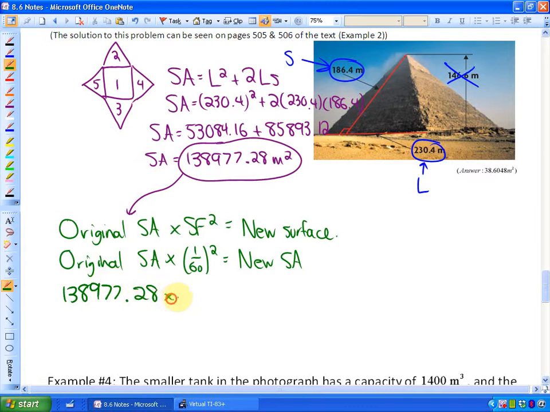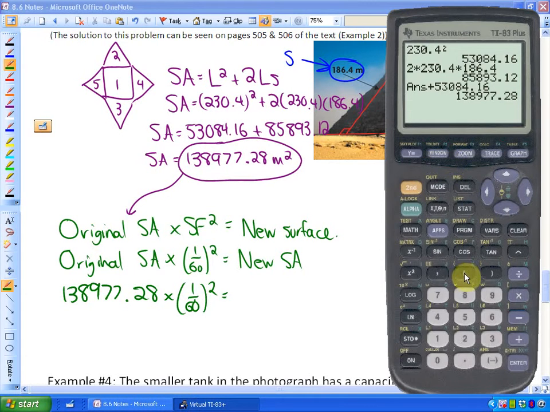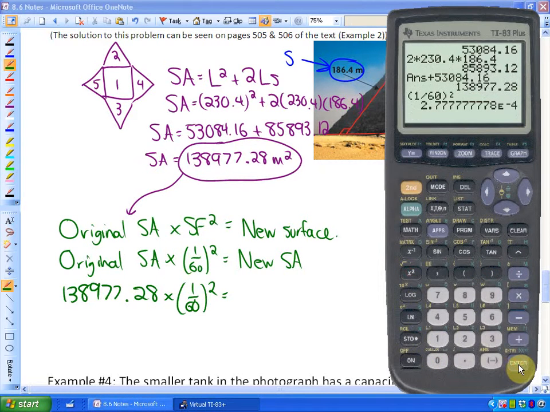138,977.28 times 1/60th squared is. So the first thing I'm going to do is square 1/60th. You have to be careful that you use brackets if you're going to do this in one step. So 1/60th squared gives you a decimal number.